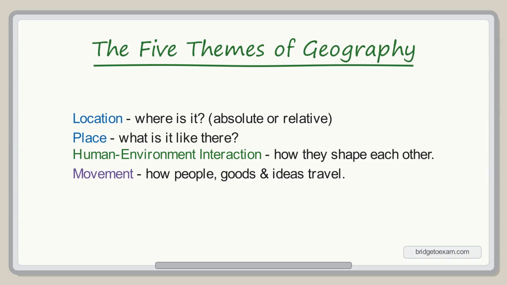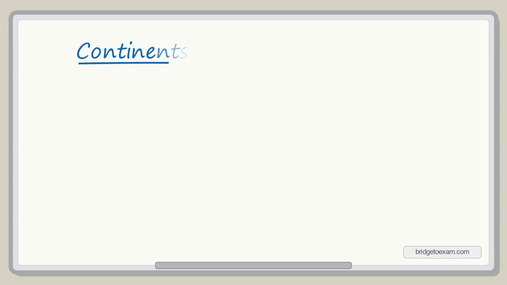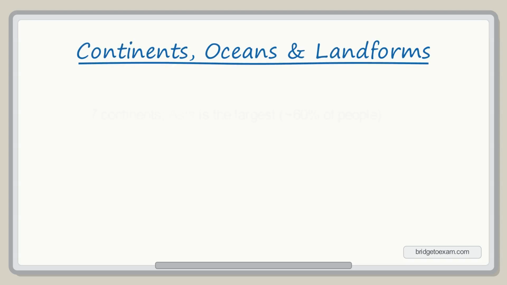Fourth, movement. How people, goods, and ideas travel through trade, migration, and the internet. And fifth, region. Areas that share common characteristics, like the Corn Belt or the European Union. Together, these 5 themes are a toolkit for understanding any place. Let's map the planet. Earth has 7 continents.